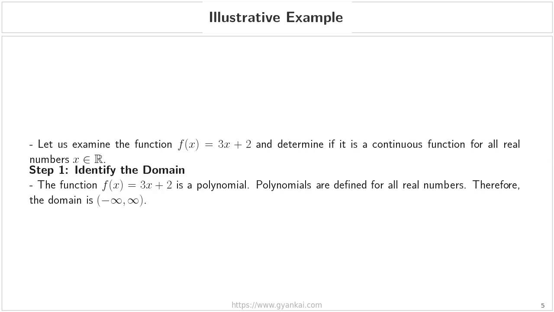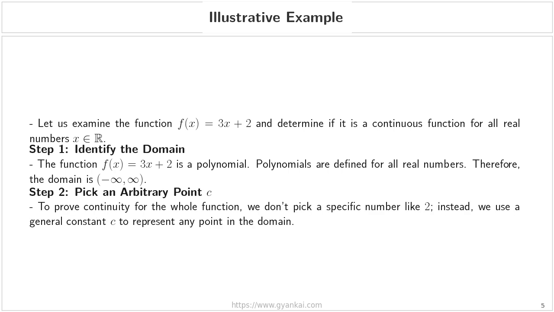Step 1 is to identify the domain. As we mentioned in our definition, continuity is relative to where the function is defined. Since f of x equals 3x plus 2 is a polynomial, it is defined for all real numbers. Therefore, the domain is the set of all real numbers from negative infinity to positive infinity.